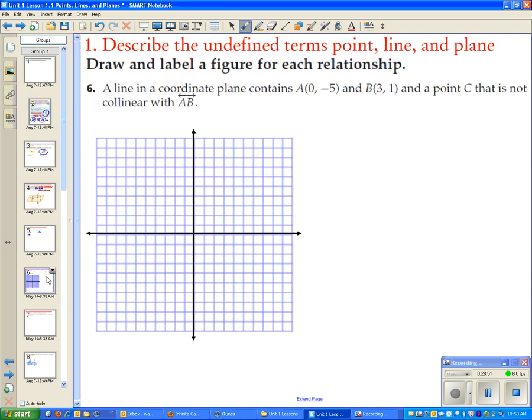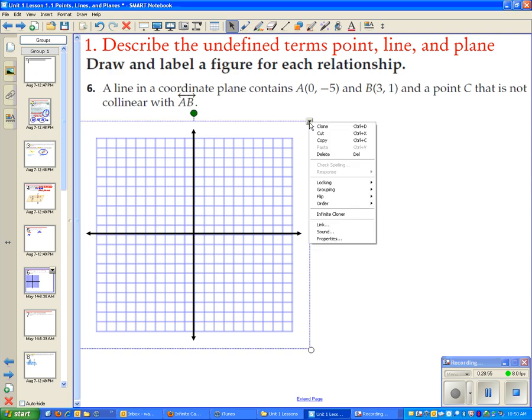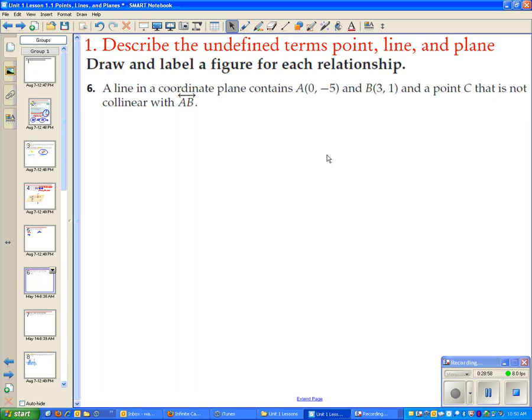Number 6. Now, I've got a coordinate plane up here. I'm not going to cheat. I'll take that away, because we're going to do some graphing this year, but not a whole lot. If you want to buy some graph paper, you can, but we're not going to use it all that often. It says draw and label a figure for each relationship. So we're supposed to draw and label a line in a coordinate plane. So make your coordinate plane.